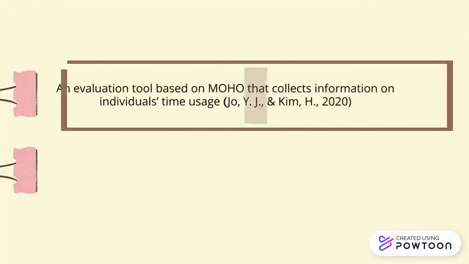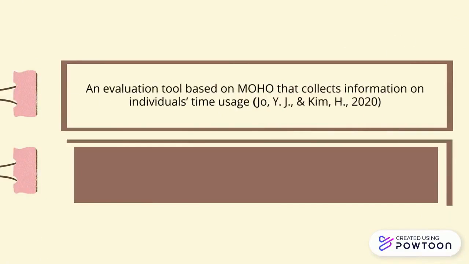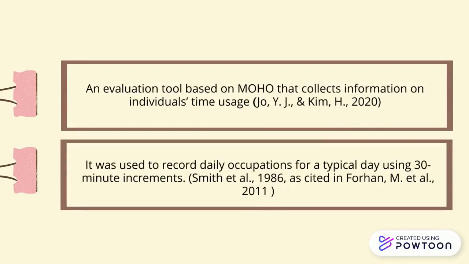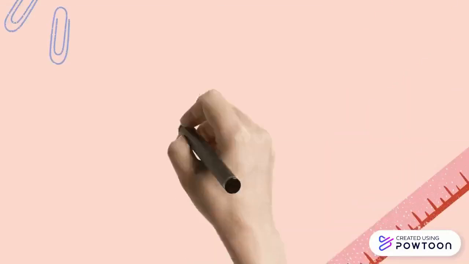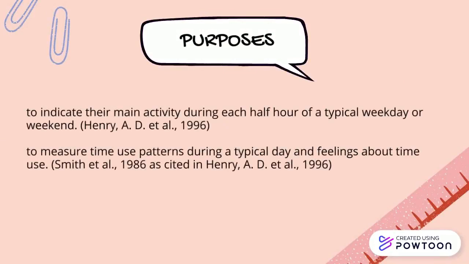OQ is an evaluation tool based on a model that collects information on individuals' time usage. It was also used to record daily occupation for a typical day using 30-minute increments. The purpose of this assessment is to indicate their main activity during each half hour of a typical weekday or weekend, and also to measure time use patterns during a typical day and feelings about time use.